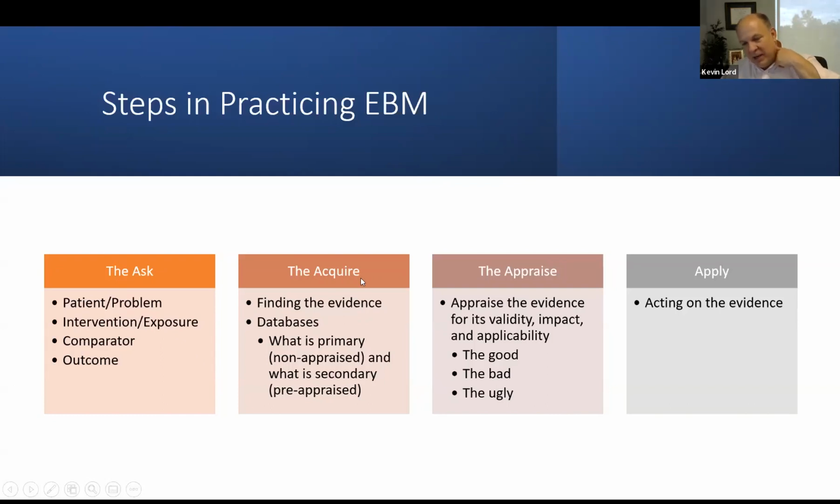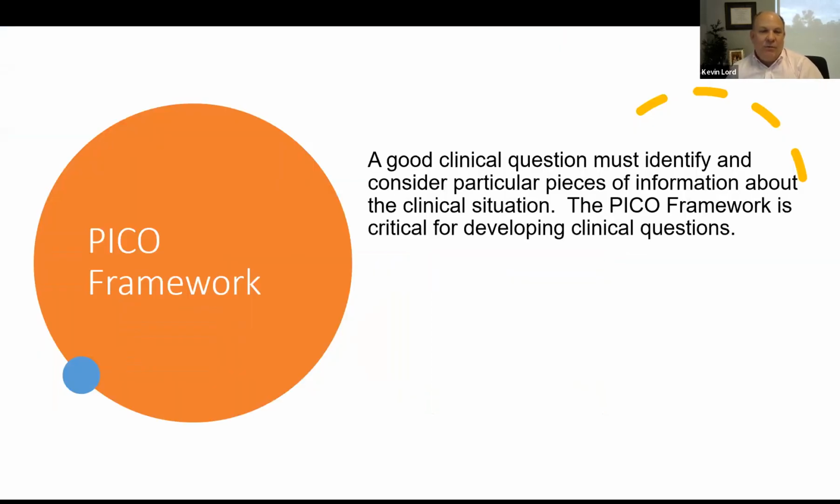So let's talk a little bit about PICO, a couple examples, and how we can better fine tune our ask so that we can better utilize the evidence that is in the literature in order to meet the needs of our patients. So the PICO framework: a good clinical question must identify and consider particular pieces of information about the clinical question and our situation. And I'll reiterate that as I talk to developing that question. The devil is in the details. So the PICO framework, which I'll talk to the acronym in a minute, is critical for developing this clinical question.